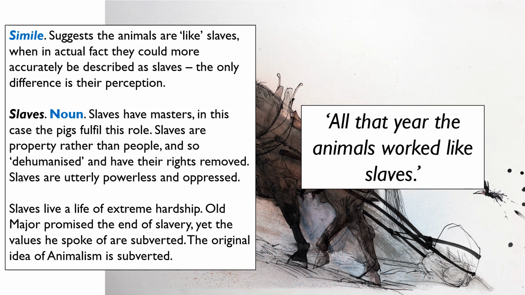And the animals are the same. Their rights have been removed from them. The other thing is that slaves are utterly powerless and oppressed. They have no power of their own to change their way of life. Slaves live an extremely hard life, and Old Major promised the end of slavery. It was something he said in the first chapter, and yet the values he spoke of are clearly subverted here. The original idea of animalism isn't working.